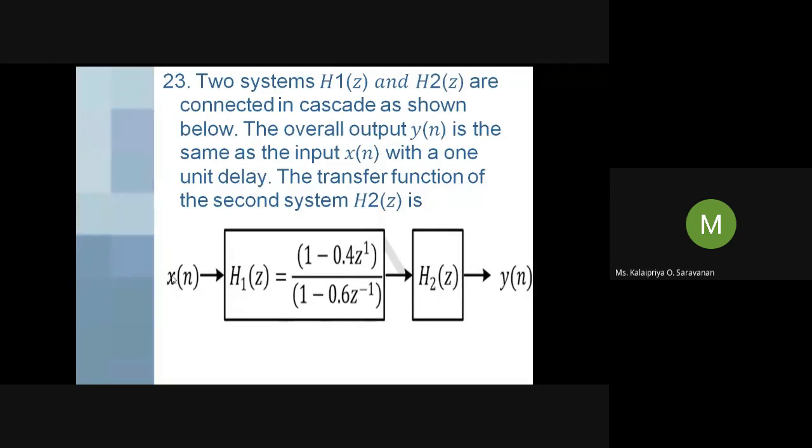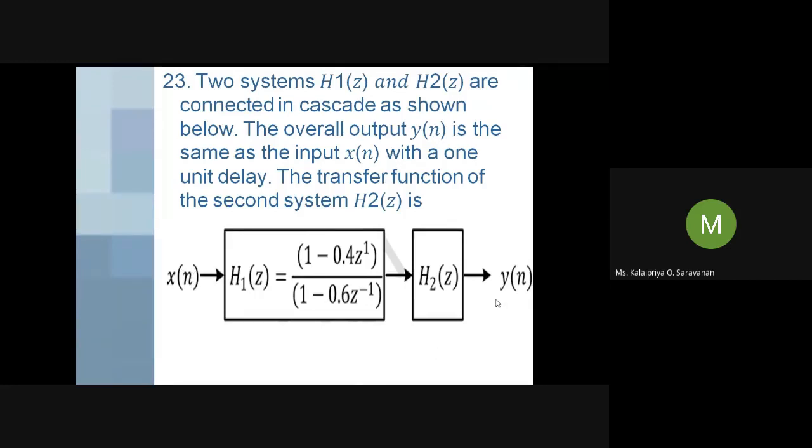See, you know what X of n is now, you know what Y of n is now, and you know what H1 of Z is now. What is unknown to you is H2 of Z, so you'll have to calculate H2 of Z. H1 is directly given in the figure. Now what are X of n and Y of n as told in the question? You have an input X of n, and your overall output Y of n is the same as the input with 1 unit delay, meaning this input is delayed by 1 time unit, and that is your output.